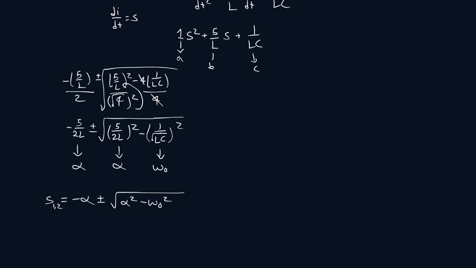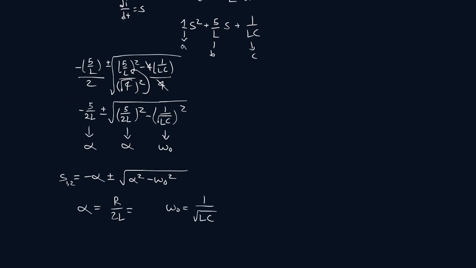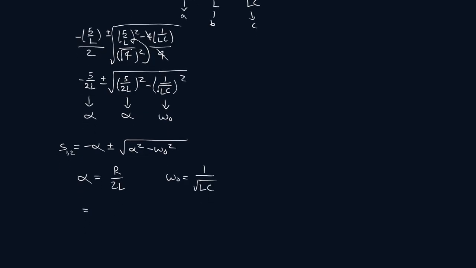So what we're going to do is find what alpha is. Alpha is equal to 5 over 2L, 5 being your resistance, so it's actually your resistance over 2L, and omega 0 equaling 1 over the square root of LC. So, your resistance is 5 over 2 times 1, which gives you 5 over 2 radians per second. And this one, it's 1 over the square root of LC, which is 1 times 1 over 9. And that should give you 3 radians per second.